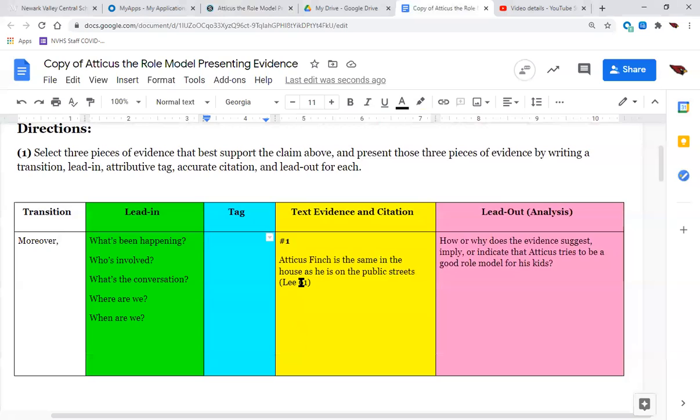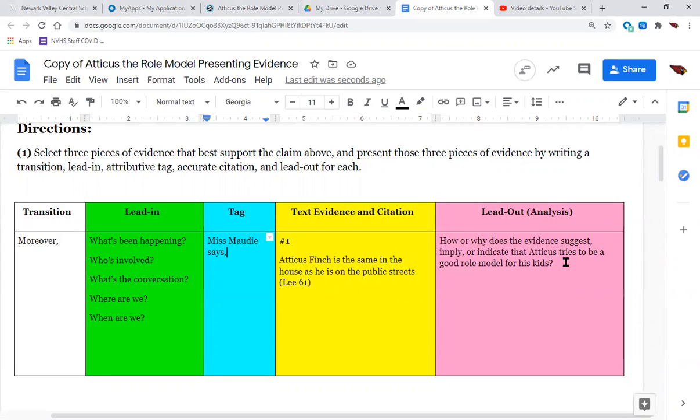because chances are, I looked this up ahead of time, by the way, because we're given the citation. This was on page 61. These are Miss Maudie's words. This may not be the attributive tag you end up going with, but as you can see, we've got the transition. You got some questions there to kind of help you write the lead-in. Of course, you can't write this lead-in without going back to page 61 and reading around this quote in order to figure out, well, what has been happening, who is involved, what is the conversation. These are definitely Miss Maudie's words.